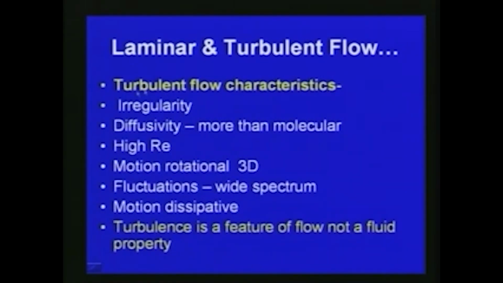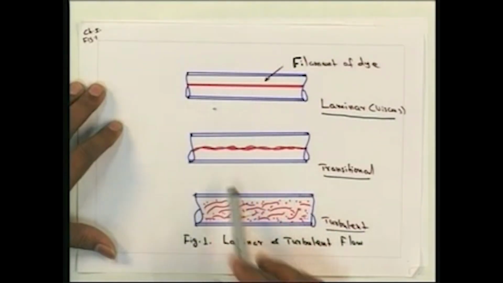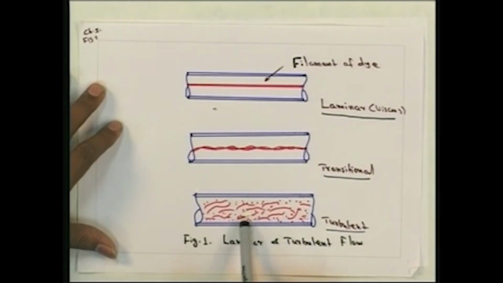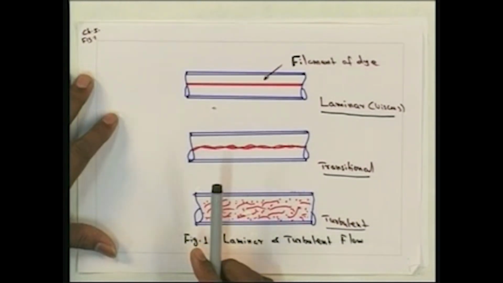Now, with respect to what we have discussed, the important characteristics of turbulent flow which we can observe in nature or in the laboratory include irregularity. When the flow is laminar, it is very regular, with one layer sliding over the other. But when the flow becomes turbulent, some of the important characteristics are, first, that it is irregular in nature, and second, diffusivity.